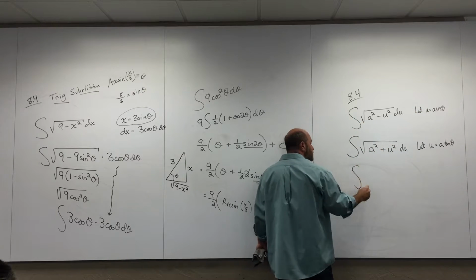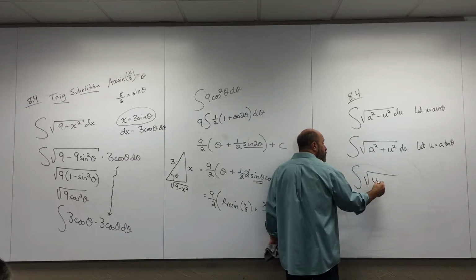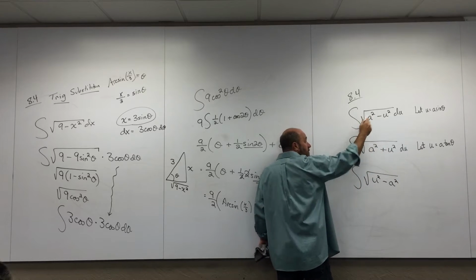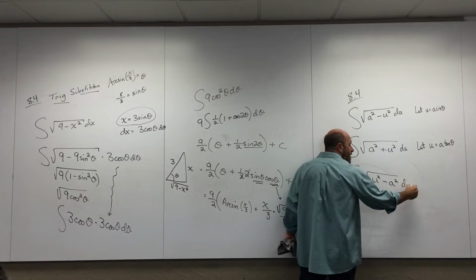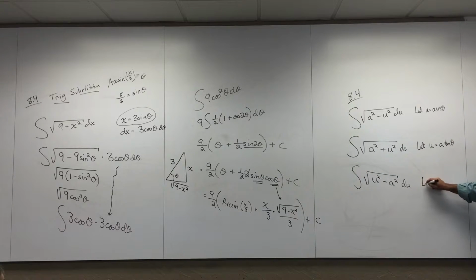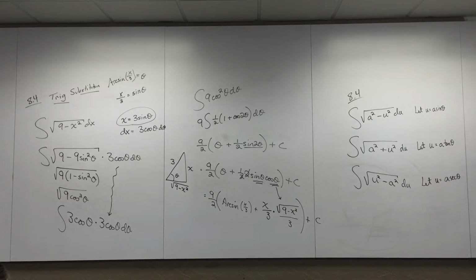Here's another one. Again, you know the difference between u and a. If u is first, u squared minus a squared, that's different than a squared minus u squared. If we have that scenario, we use this trig substitution. There's three of them. Let u equal a secant theta. So these are the forms you're looking for, and these are the strategies you attack them with.